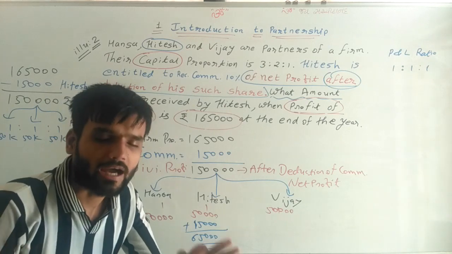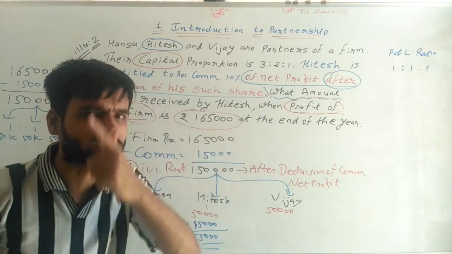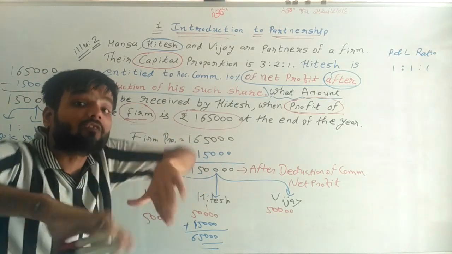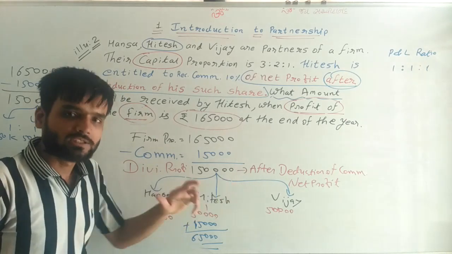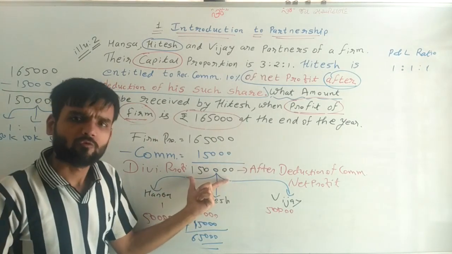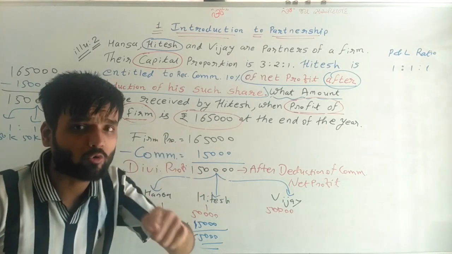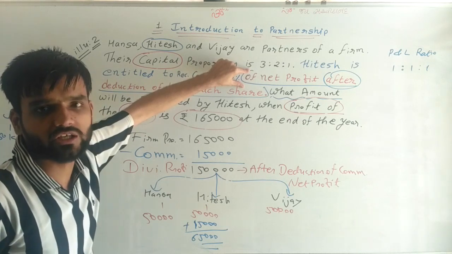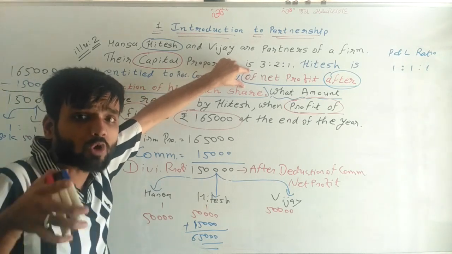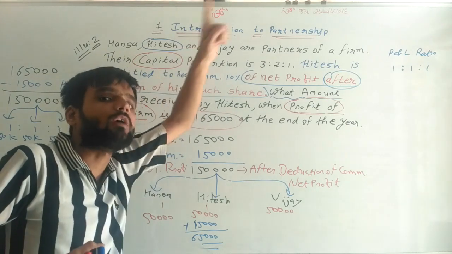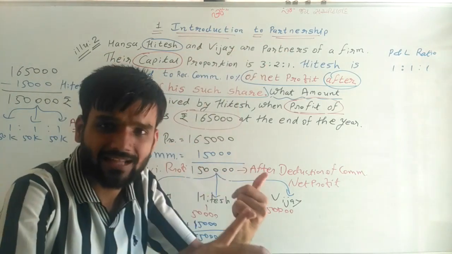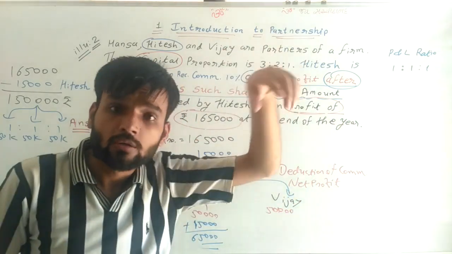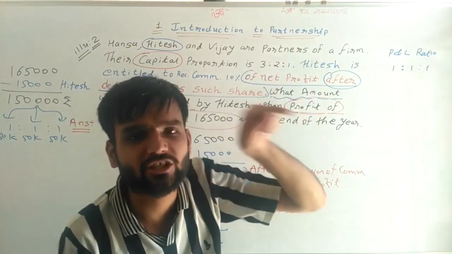Clear concept? I think everybody is clear about this concept, because firm's profit, commission deducted, after deduction of commission 1,50,000. So after deducting commission, there is a profit of 1,50,000. And now this is the concept they have written here. On which profit is commission given? That is my first question. Profit of sales, then sales into 10%. Profit of commission of purchase, purchase into 10%.